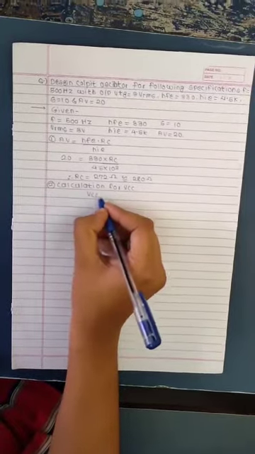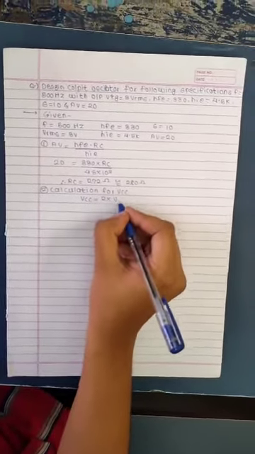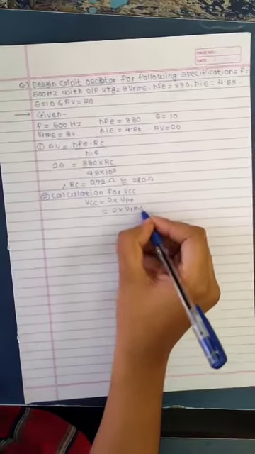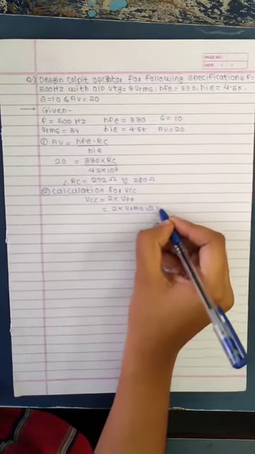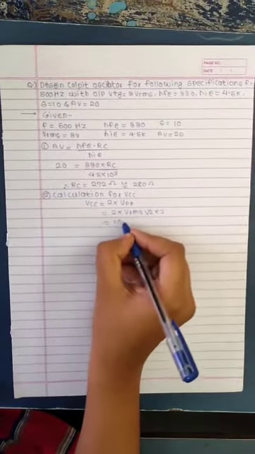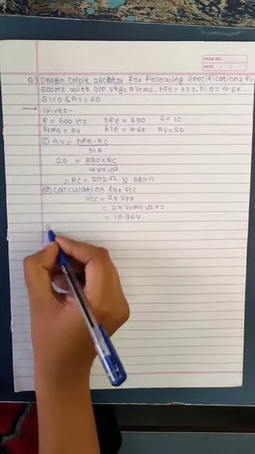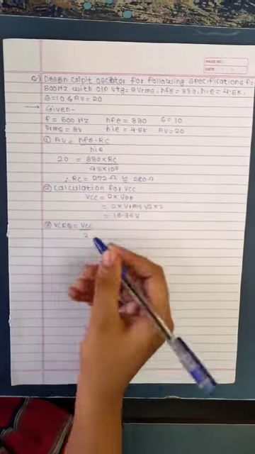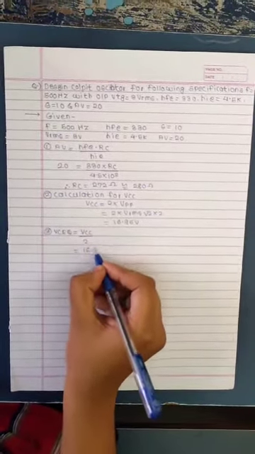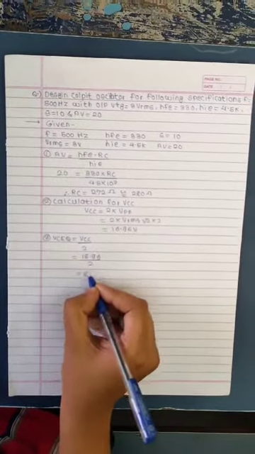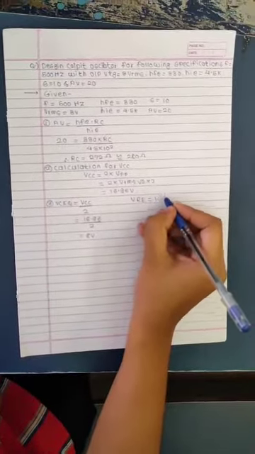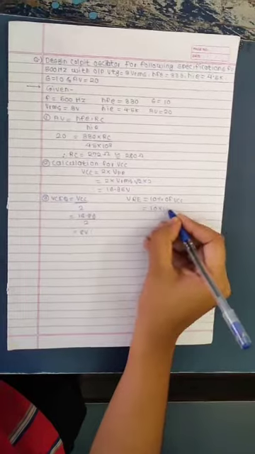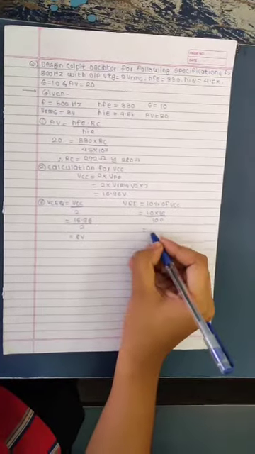VCC is equal to 2 into voltage peak to peak, that is 2 into VRMS root 2 into 2 is equal to 16.96 volt. Then VCEQ is equal to VCC by 2. Then it is 8 volt. VRE is equal to 10% of VCC, that is 10 into 16 upon 100 is equal to 1.6 volt.